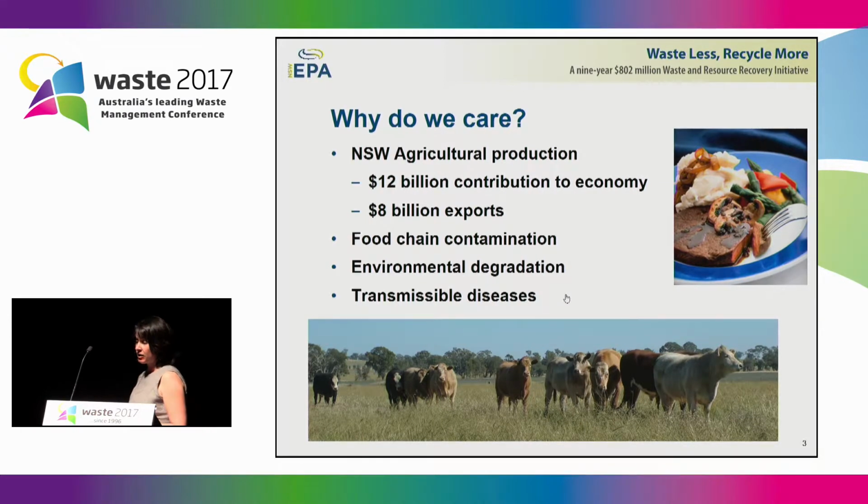It's not just about agriculture, as I mentioned. It's also environmental degradation, anything from species mortality to upsetting the balance of an ecosystem. And then, of course, the public health risk from transmissible diseases. So these are diseases that might affect livestock or native wildlife, and some of those are also infectious to humans.